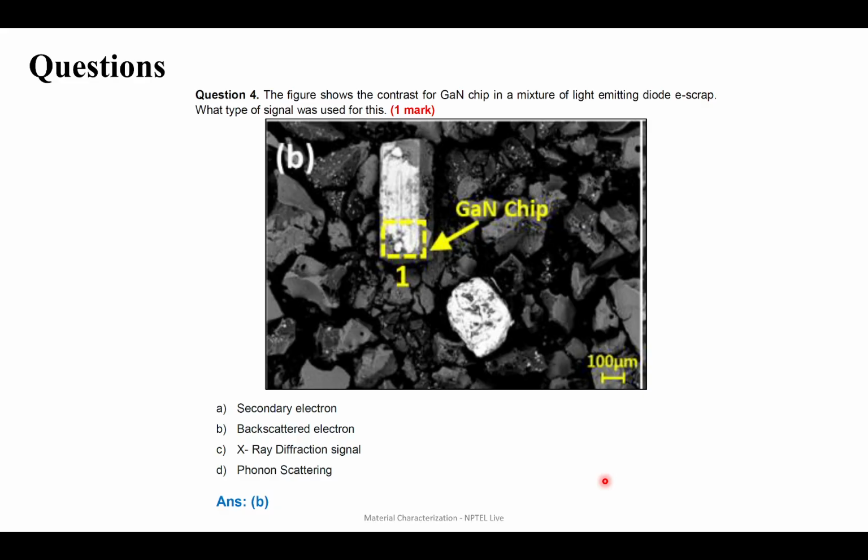The correct answer here would be backscattered electron. A backscattered electron image gives contrast based on atomic number difference. So GaN, gallium nitride, will appear at a different contrast compared to other elements in the sample. That is why backscattered electron is used here.